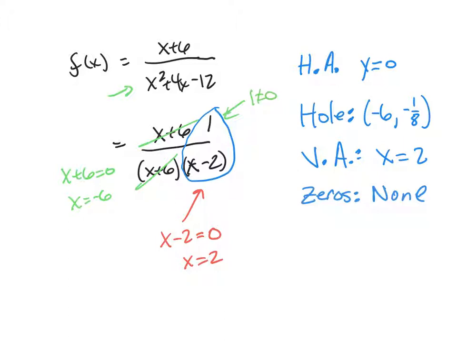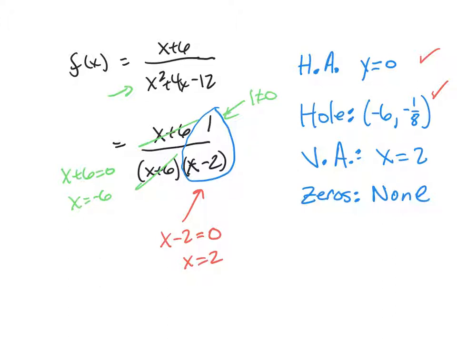So this function had some interesting features. We finally had a horizontal asymptote at y equals 0 because the numerator's degree is smaller than the denominator. We had some factors cancel, which means it created a hole. And the hole is at negative 6. And the y value where the hole would be located is actually what you get when you plug in negative 6 to the blue circle there. So that was 1 over negative 8. And then we had a vertical asymptote at 2, and there were no zeros because there were no variables on top of the fraction after you canceled out the x plus 6. So that one had some interesting features.